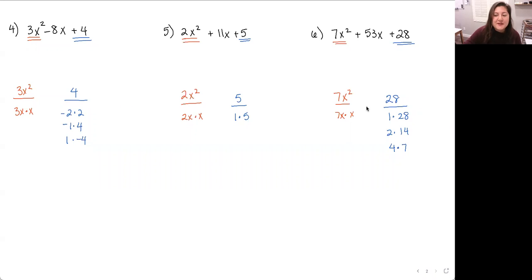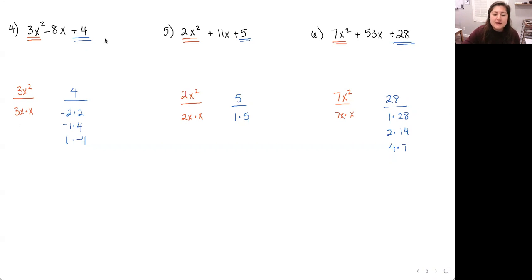So here are all the possible factors of all the 3 problems. Let's take a look. We really only have one possible option here for this 3x squared, the same one possible option for the 2x squared, and the same one possible option for the 7x squared, just because they're all prime numbers. And so we can't really do anything with them other than that, right?